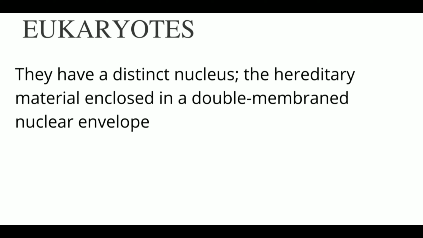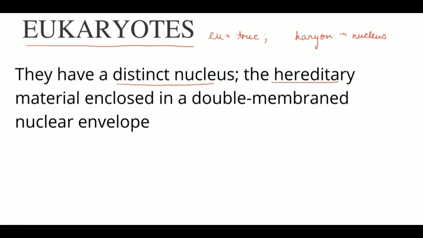Moving on to the second type of cells, the eukaryotes. So I'll break down this word into two words, eu and karyon. Eu meaning true and karyon meaning nucleus. Eukaryotes, they have a distinct nucleus, that is, the hereditary material is enclosed in a double membraned nuclear envelope, and this nuclear envelope is also known as nuclear membrane.